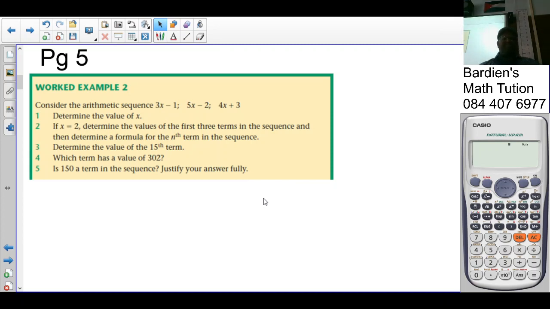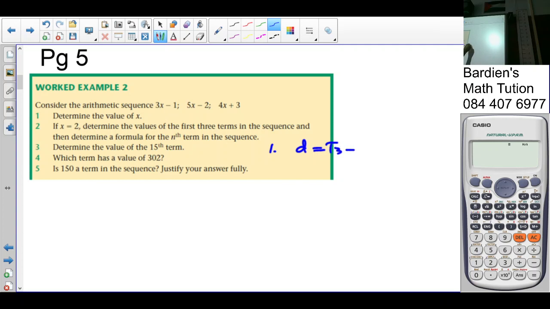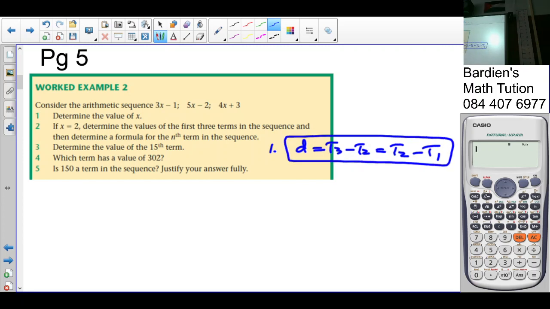So it says in number 1, determine the value of x. So how are we going to solve for x here? By applying the fact that the constant difference is going to be T3 minus T2, which is equal to T2 minus T1. I'm going to use this, the constant difference.